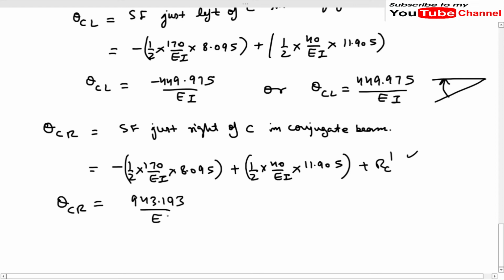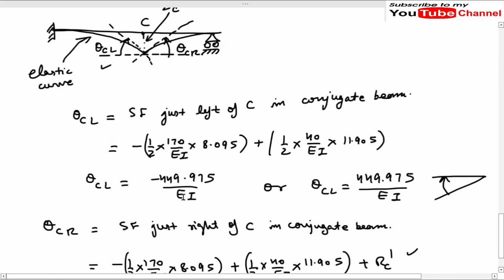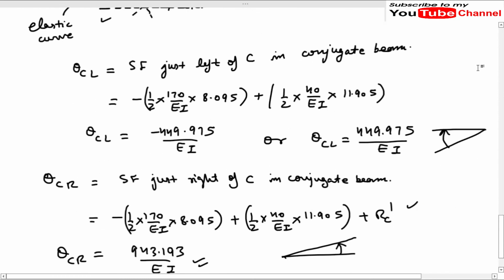After putting the value of RC dash in this equation, we will get the value of theta C right as 943.193 divided by EI. Okay, we are getting a positive value of the theta CR, which means that this theta C is like this. Positive value means the slope is anti-clockwise. Okay, so this is the direction of the slope just right of internal hinge C. We have got the slope at internal hinge.